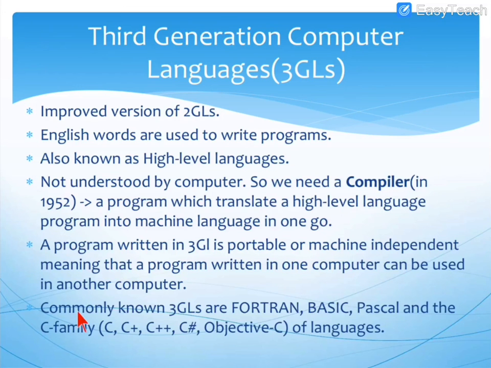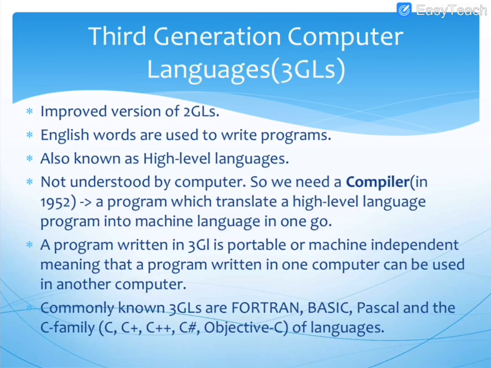Now, there are various 3GLs. Some names are here: Fortran, Basic, Pascal, and the C family. The C family contains various programming languages. All of your Windows programs, Windows being an operating system, are written in C++. So these are very, very powerful languages and some of the very first languages.